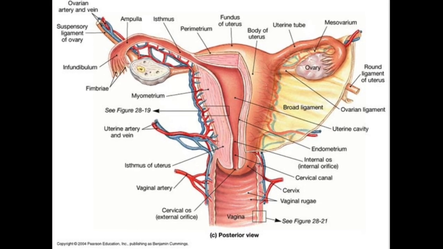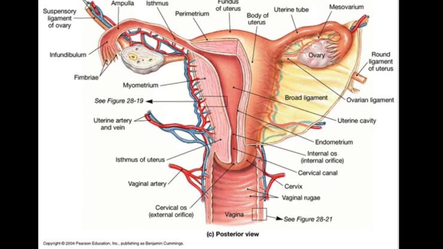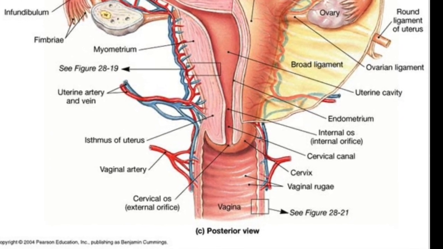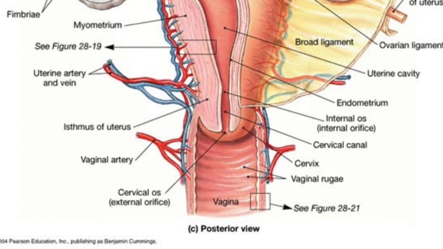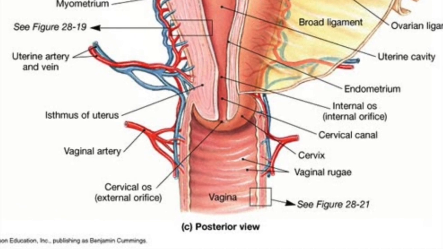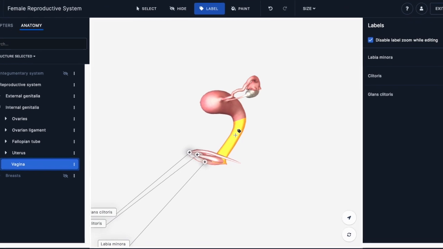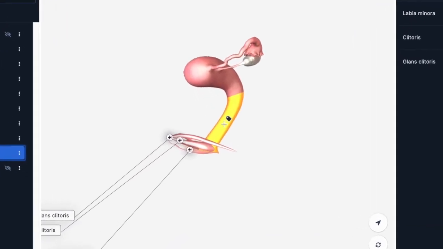The vagina is composed of a folded smooth muscle layer that will expand 10 times its width during the birth of a baby. The environment is slightly acidic to help protect it from any bacterial infection. This can actually be harmful for the sperm, so semen contains a compound that helps neutralize the acidity so the sperm are not harmed. At the vaginal opening, there is a thin mucosal layer that is called a hymen.